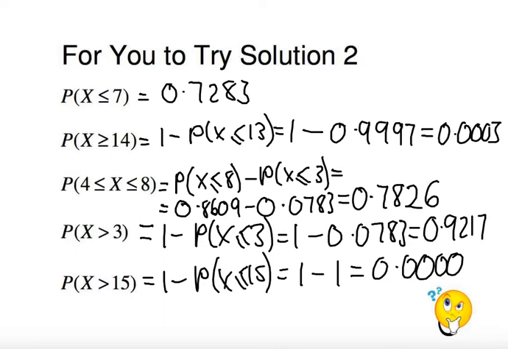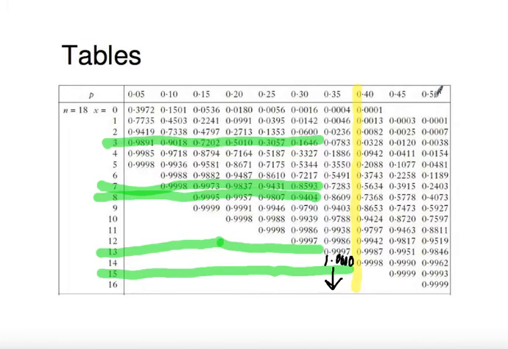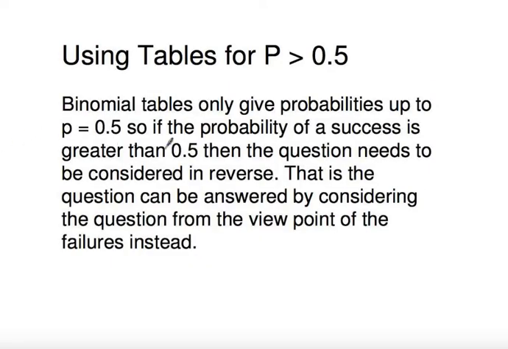Sometimes we need to approach the tables in a slightly different way. So using tables for probability of success being greater than 0.5, you'll notice on the tables, if we go back to the previous tables we were working on, they only go up to 0.5. So that causes a problem. I can only find out probabilities when I've got probability of success less than 0.5. If you have a probability of success greater than 0.5, then we consider the question in reverse. We can do this by considering the question from the viewpoint of failures instead.